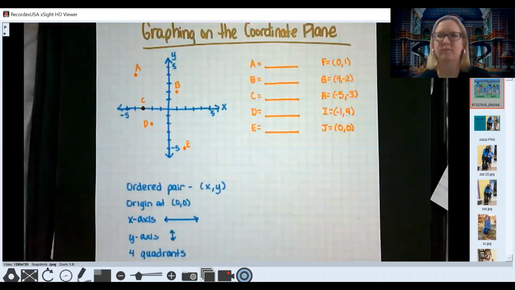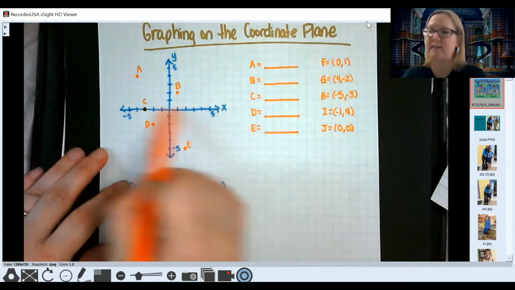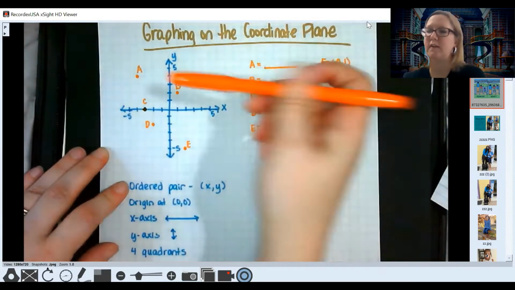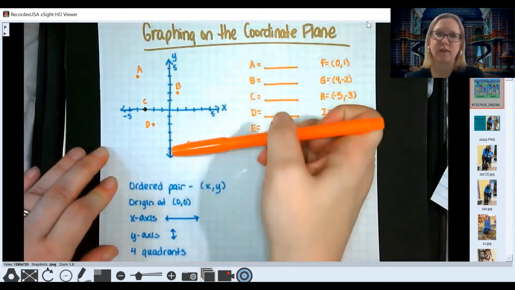In this video we're going to do a quick overview of graphing in the coordinate plane. When you're graphing on the coordinate plane, first you need to understand that you have an x-axis which goes horizontally across, and then the y-axis which goes vertically, or up and down.